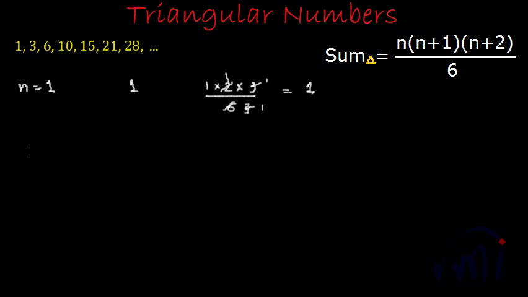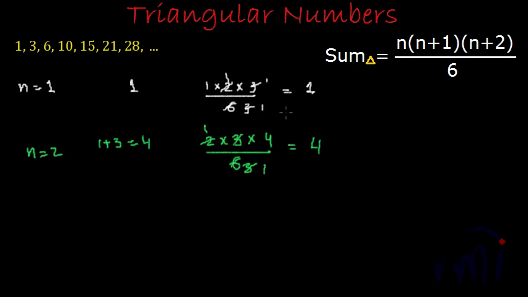And now we will take n is equal to 2. If we take n is equal to 2, that means we have to add the first two terms. The sum of the first two terms is equal to 1 plus 3 is equal to 4, right? So 4 should be the sum using this formula. So if we use this formula, the sum will be n, which is 2, multiplied by n plus 1, 2 plus 1, 3, multiplied by n plus 2, so 2 plus 2 is 4, divided by 6. 2 ones are 2, 2 threes are 6, 3 ones are 3. So here also we get the sum as equal to 4, right? So this holds good for two terms also.